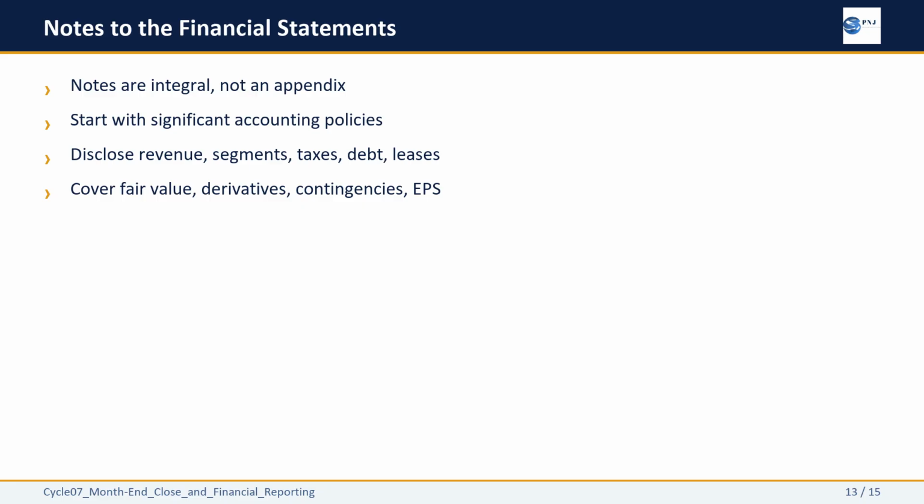From there, you provide disaggregated revenue, segment reporting under ASC 280, income taxes under ASC 740, debt schedules, lease disclosures under ASC 842, the fair value hierarchy under ASC 820, derivatives, commitments and contingencies, and the EPS reconciliation. These disclosures turn raw figures into a complete, defensible picture of the business.